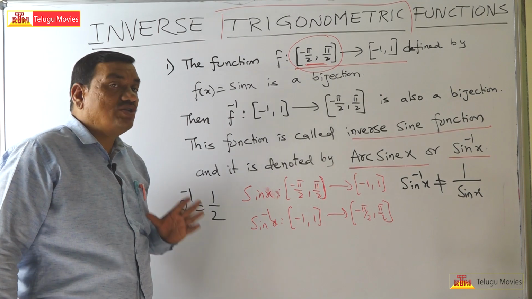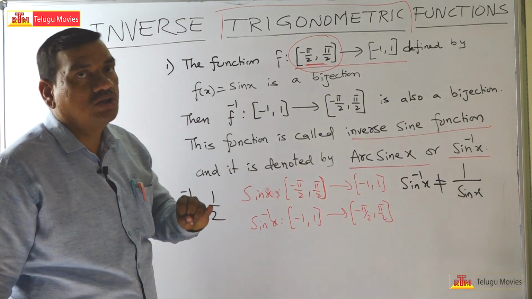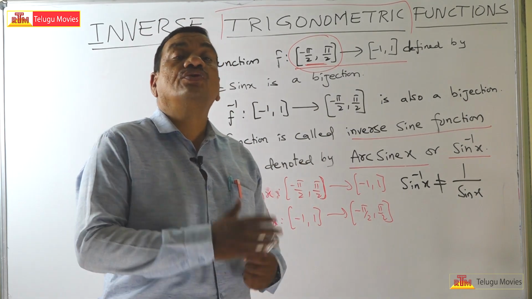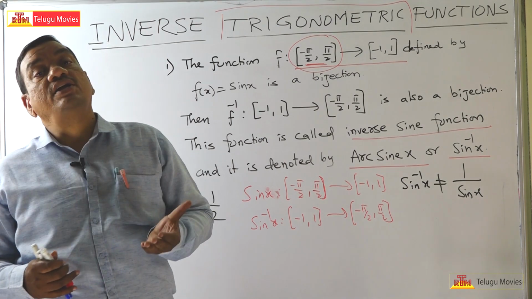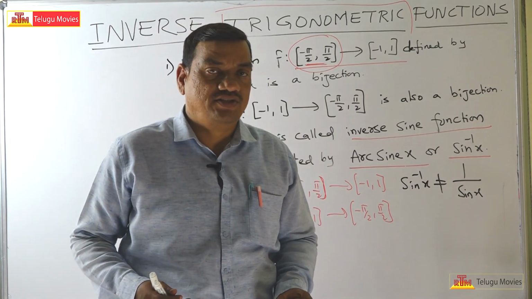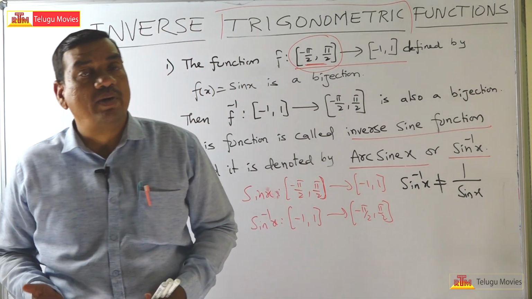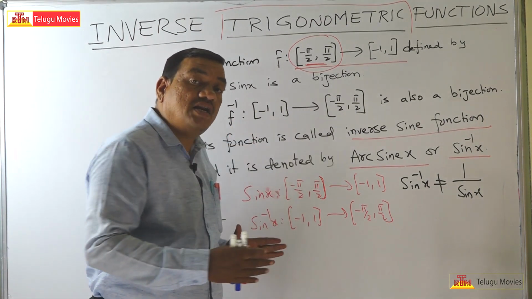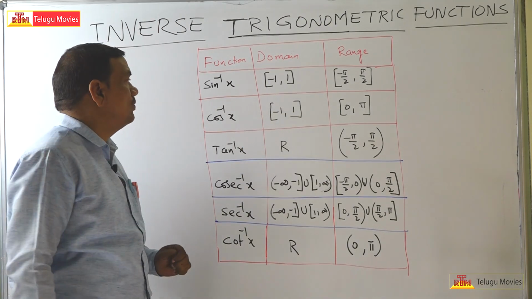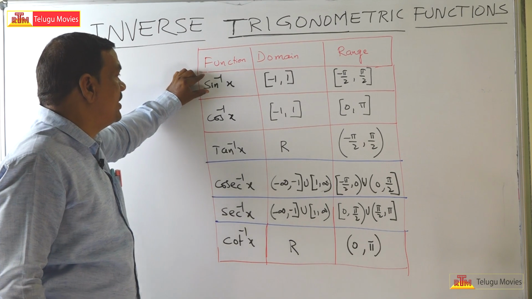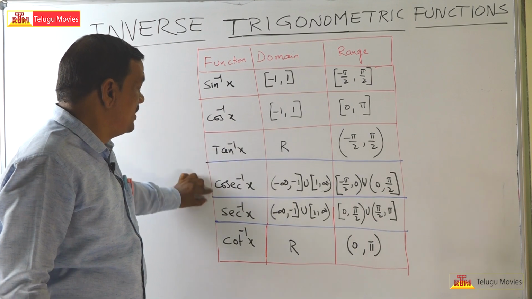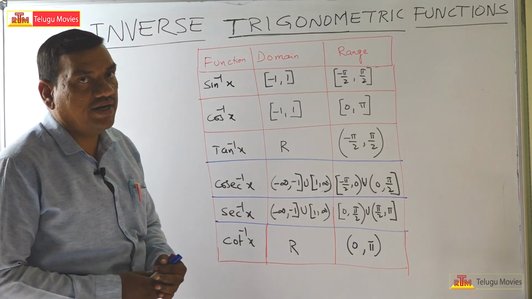Almost the same logic applies for cos, tan, cosecant, secant. There also, if you restrict the domain, we can make it a bijection, and once we make it a bijection, the inverse exists. What the domains and codomains are, I will write in a table. I have written a very important table. I have explained the inverse of the sine function; the same logic applies for the remaining 6 trigonometric functions.